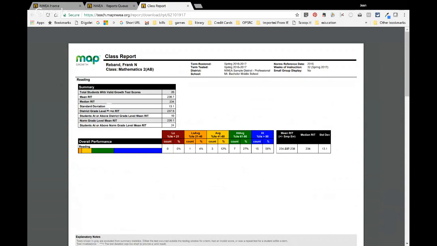I said we'd talk about standard deviation. Standard deviation is a mathematical measure of the variability or the range, or how much alike and how different your students are as far as their skill sets. In this case, Mr. Reband's class has a 13.1 standard deviation. Here are some numbers you may want to write down and consider. In general, if the standard deviation is 0 to 10, your students are very much on the same level, and they will benefit from whole class normal instruction.